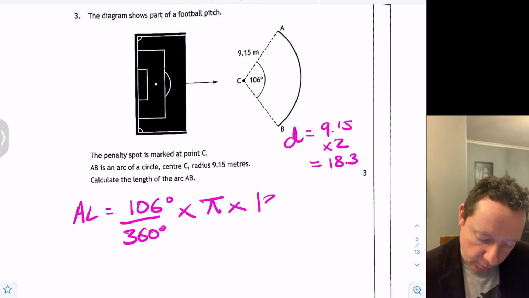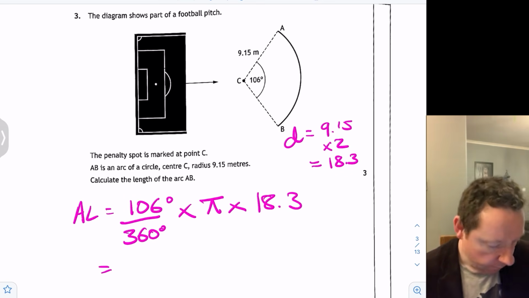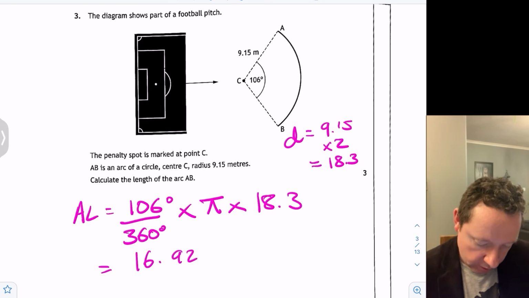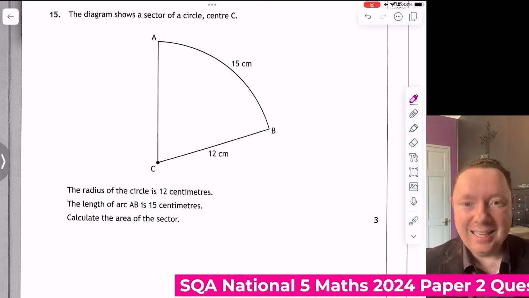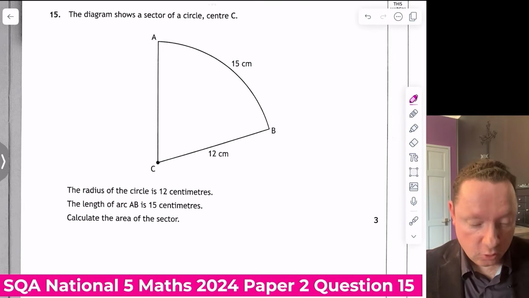So times 18.3. That gives me a total of 16.9279 meters, or you could round it to just 16.9 meters, I suppose. And we're done there. Grade National 5 Maths 2024, Paper 2, Question 15.